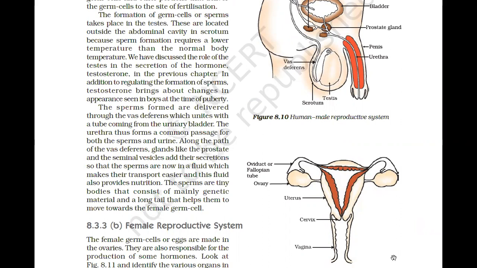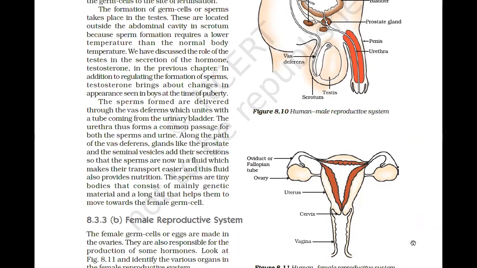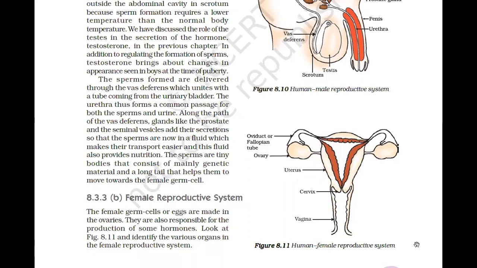In addition to regulating the formation of sperms, testosterone brings about changes in appearance seen in boys at the time of puberty. The sperms formed are delivered through the vas deferens, which unites with a tube coming from the urinary bladder. The urethra thus forms a common passage for both the sperms and urine. Along the path of the vas deferens, glands like the prostate and the seminal vesicle add their secretion so that the sperms are now in a fluid which makes their transport easier, and this fluid also provides nutrition.